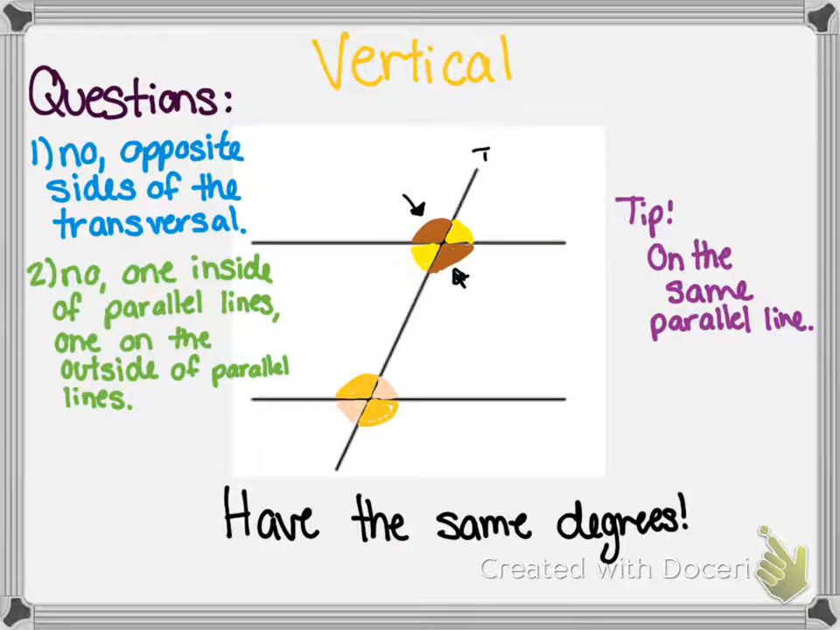So they only correspond with those two in order to be vertical. So they're directly across from each other here. Let's say that one of them was 95 degrees. That means that, of course, the other one would be 95 degrees because they have the same degrees. They're going to be equal.